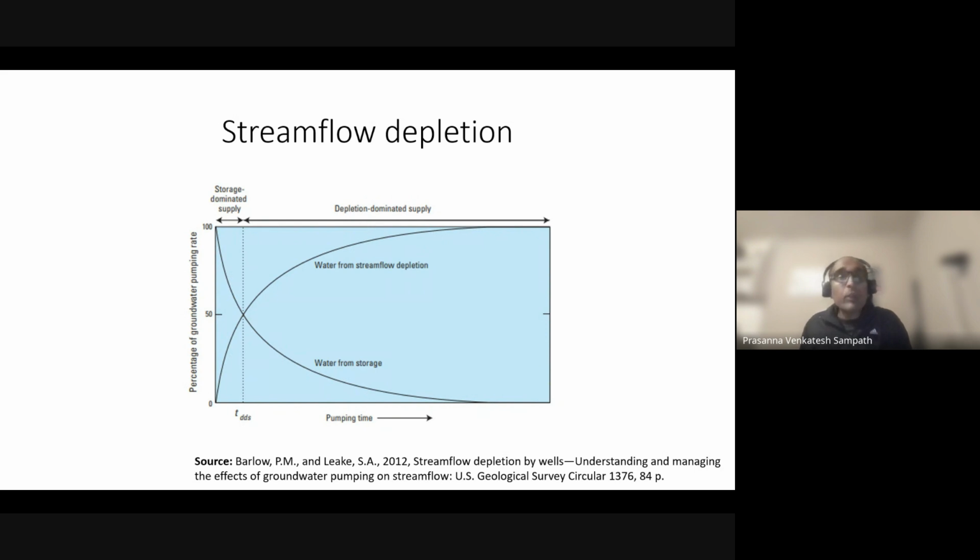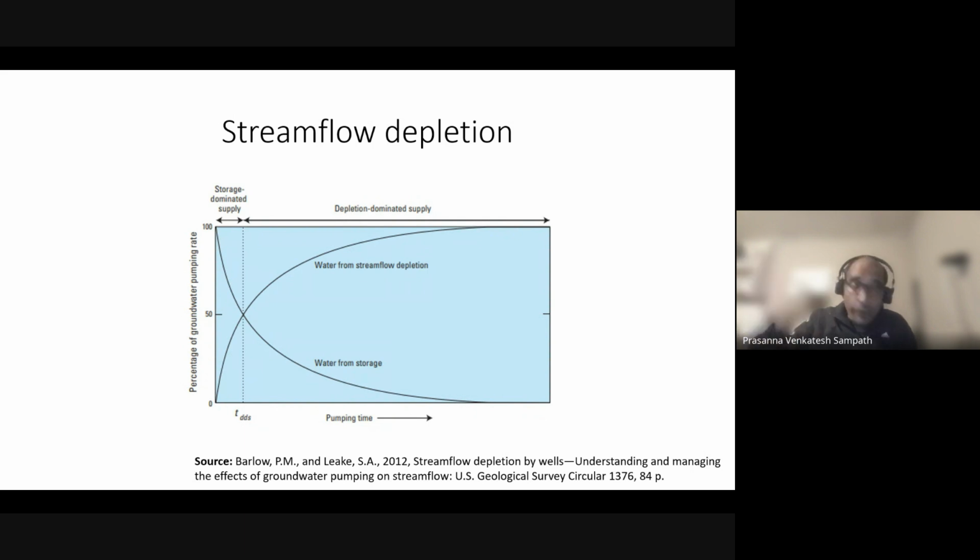This is a recent phenomenon. This is something that has happened in the last 40, 50, 60 years. Ever since tube well technology has come into India, come into the world, as farmers started pumping water for their irrigation, what would happen initially? The water would come from storage, and as time passed, the base flow that used to be feeding our rivers throughout the year started to get depleted.